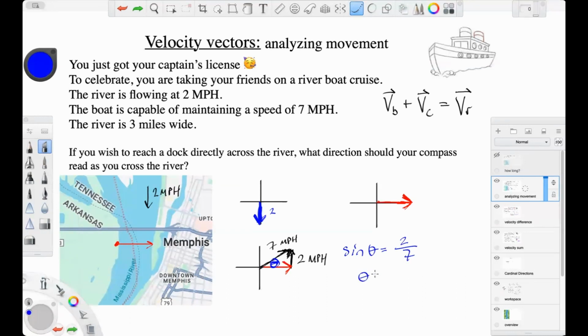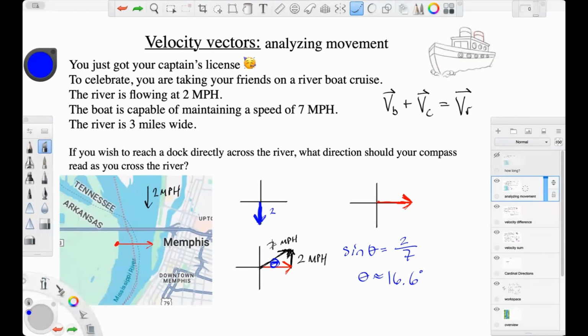So theta is going to be exactly equal to the inverse sine of 2/7. If we plug that into the calculator, the inverse sine of 2 divided by 7, we get a theta value of approximately 16.6 degrees. So then as you head across the river, your boat should be pointed about 16.6 degrees from directly across the river. So that should be a 16.6 degree angle there. Cool. And that's going to get us across the river.